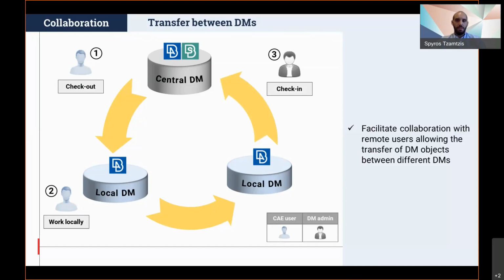Just before the start of the data transfer, a list will offer a preview of the actions that are about to take place, whereas when the process is complete, another list will pop up, offering an overview and the status of each DM object.